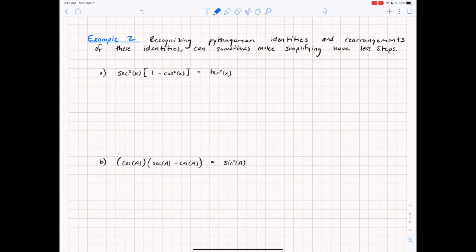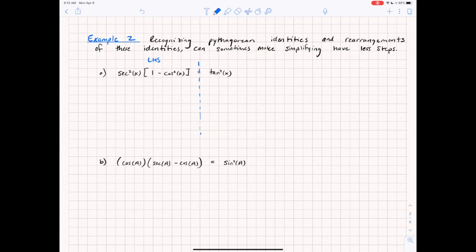All right, so in this problem in part A, I have secant squared x times 1 minus cosine squared x is equal to tangent squared x. Now, in terms of my simplifying steps, again, step 1 would say use Pythagorean. Step 2 would say change everything to sine and cosine. And so if you were looking at this, first off, I need to pick which side I want to work with. Well, intuitively and hopefully trivially, the left-hand side is the most complex looking side. So I want to simplify the left-hand side.